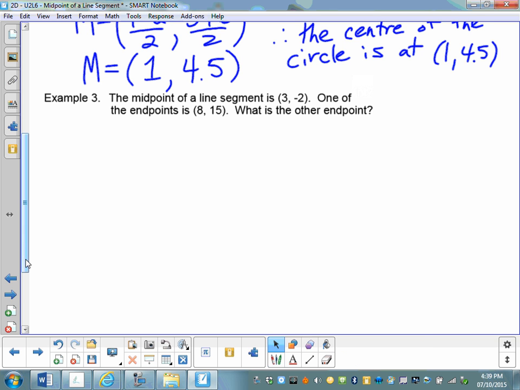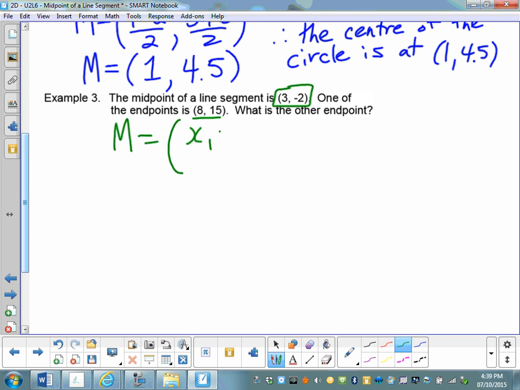All right, one more example here. In this one, we kind of have to work backwards, because in this one, they give us the midpoint. They say the midpoint is (3, -2), and they give us one of the endpoints, which is (8, 15). Let's start by writing the formula down. So there's our formula, and we're going to plug in what we know.